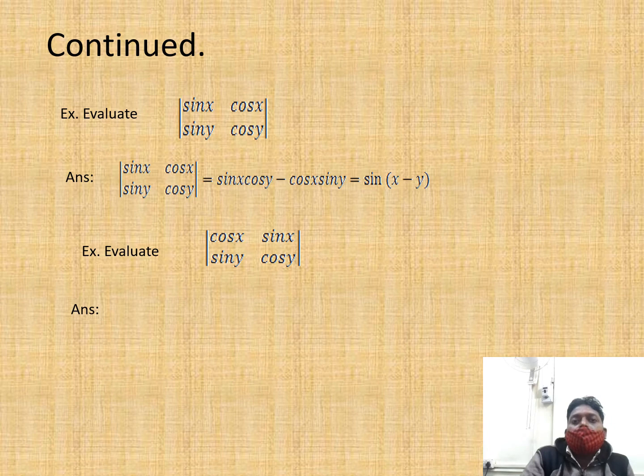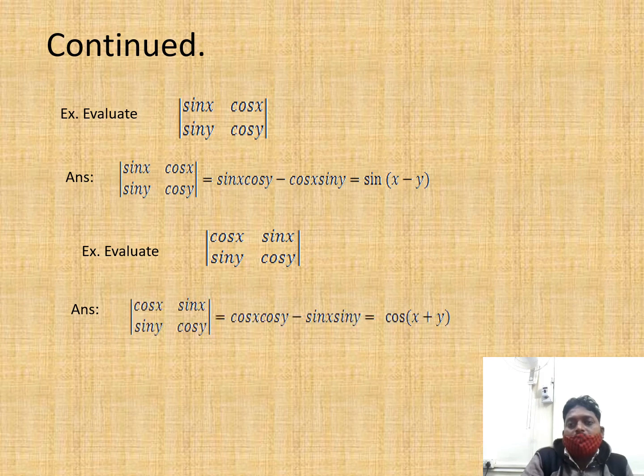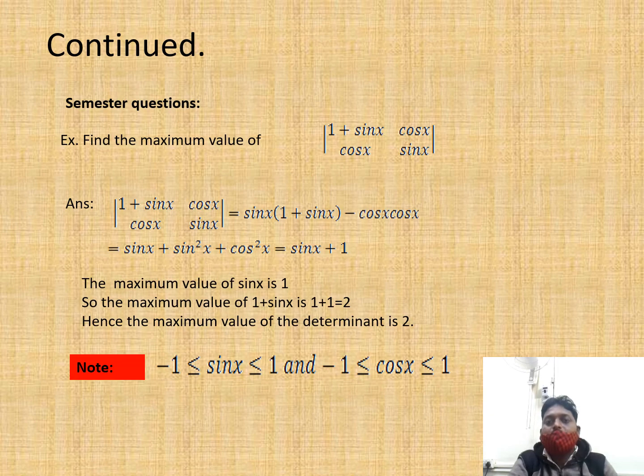Another question here: sin x, cos x, sin y, cos y, determinant. It becomes sin x into cos y minus cos x into sin y, which is equal to sin of x minus y. Similarly, here you can find cos x, sin x, sin y, cos y. What will this one be? Cos x into cos y minus sin x into sin y. A very well known formula of trigonometry, that is cos of x plus y. All of you know about this.